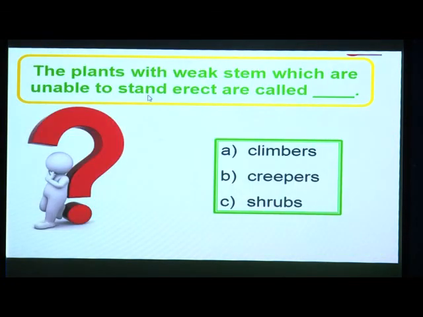A question for you, try to answer it. The plants with weak stems which are unable to stand erect are called, which are those? Now we have two weak-stemmed types, creeper and climber, but a climber, when we give support, can grow along the support. Which is the plant that is unable to stand erect, whether it is creeper, shrubs or climbers? Can you answer? Yes, the answer is creeper.